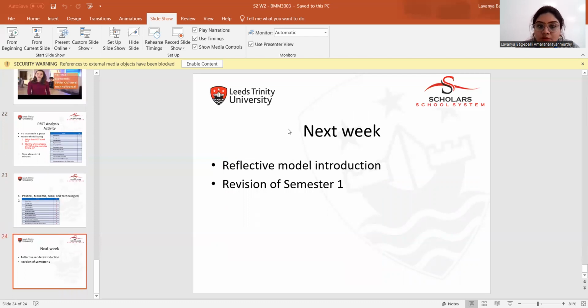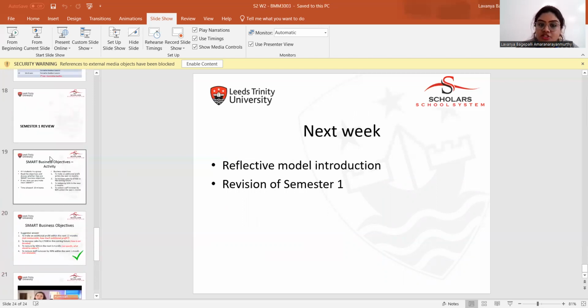So this is all about BOM for week 2. I have revised the assignment overview in this, and I have also explained Gibbs reflective cycle, and we've also done 2 activities: one on SMART business objectives, and one on how to categorize different situations, whether they come under political, economical, social, or technological criteria.